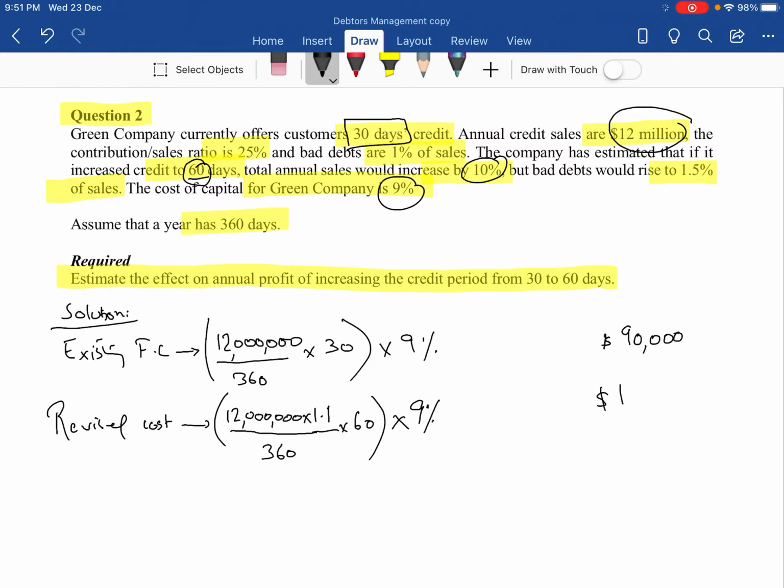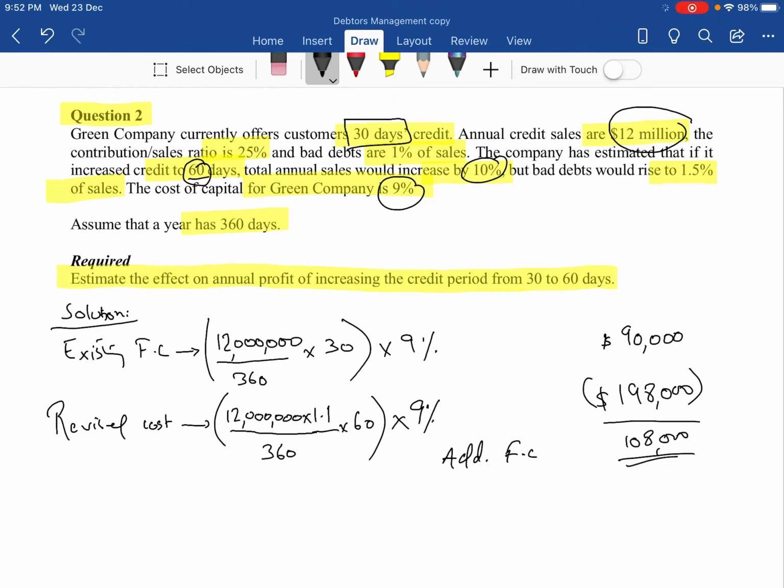And the revised finance cost will be $198,000. So there will be an increase of $108,000 in the finance cost of the company. So that's our additional finance cost.